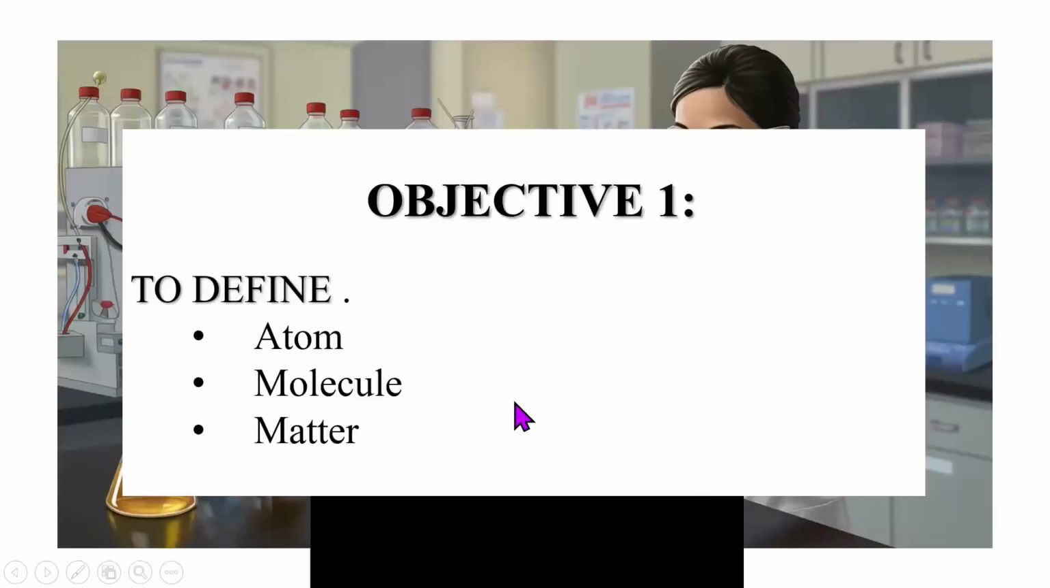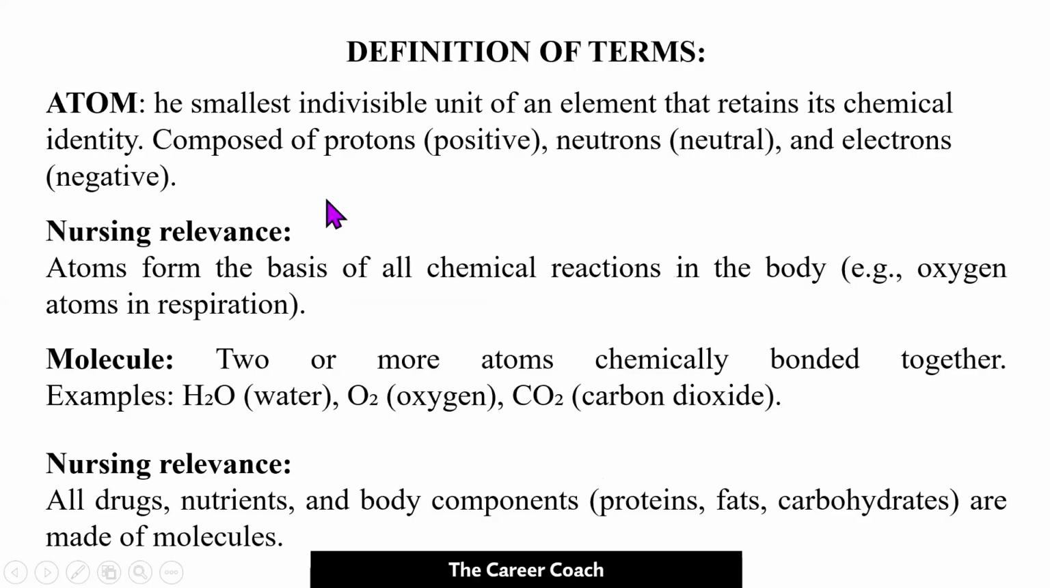So let's begin with objective 1. It says to define atom, molecule, and matter. So we all know this. What is an atom? An atom is the smallest indivisible unit of an element that retains its chemical identity, composed of protons, which are positive, neutrons, which are neutral, and electrons, which are negative.